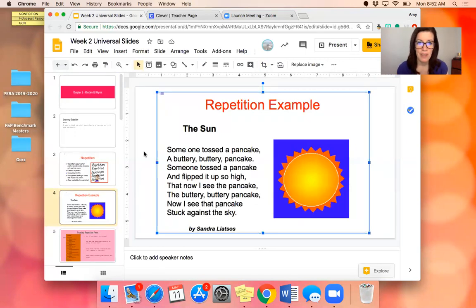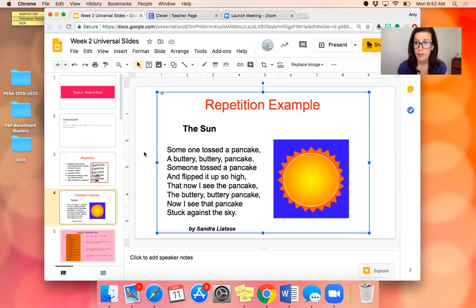The sun. Someone tossed a pancake, a buttery, buttery pancake. Someone tossed a pancake and flipped it up so high that now I see the pancake, the buttery, buttery pancake. Now I see that pancake stuck against the sky.